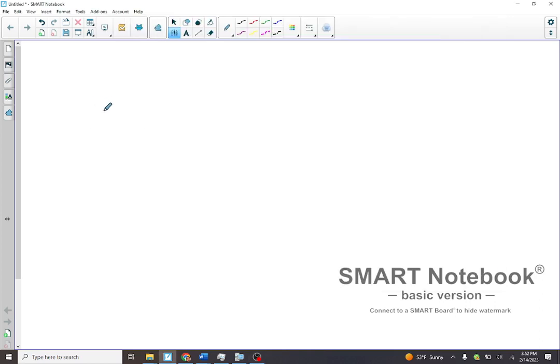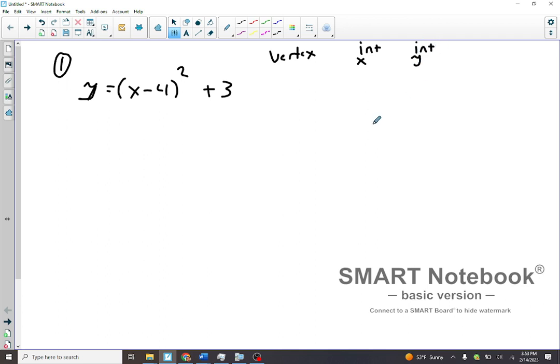Okay, first thing we're going to do is identify the vertex and the intercepts of a parabola. So, first let's do a basic one. Let's do (x - 4)^2 + 3 = y, or f(x). In this question, it will ask you to find the vertex and to find the intercepts. That's the x-intercept, and that's the y-intercept. And it could be multiple intercepts, technically.